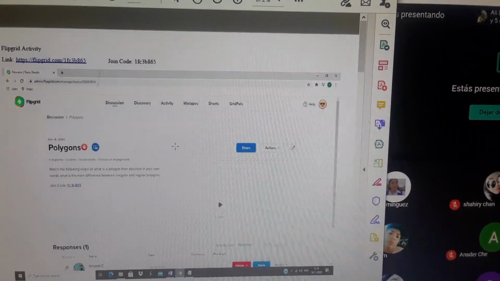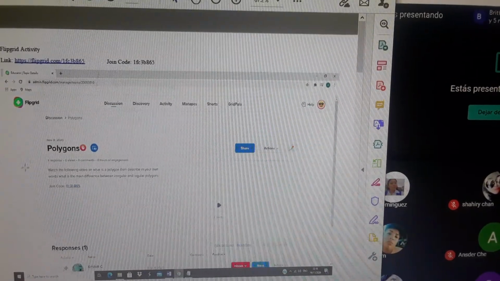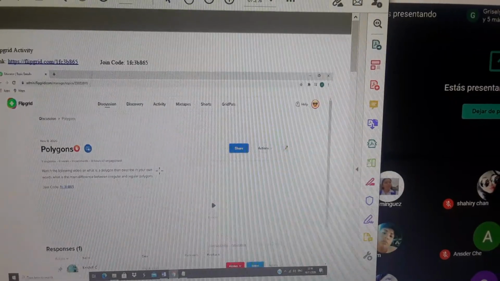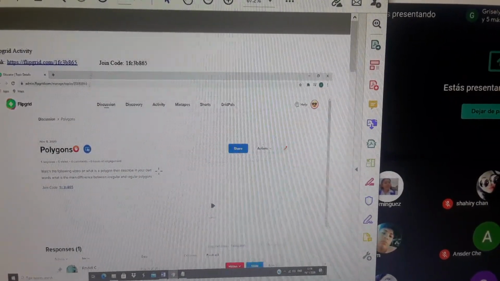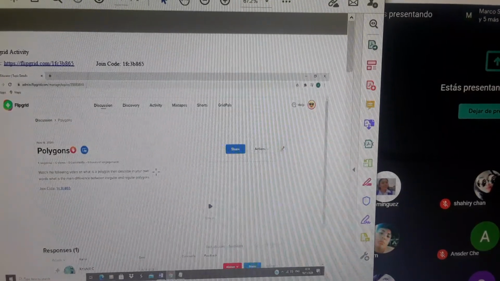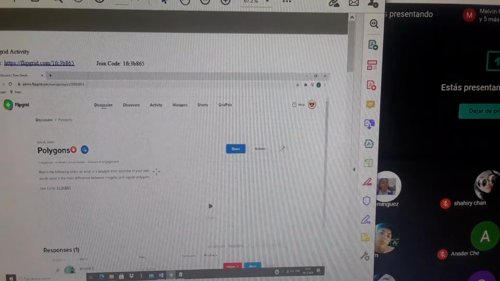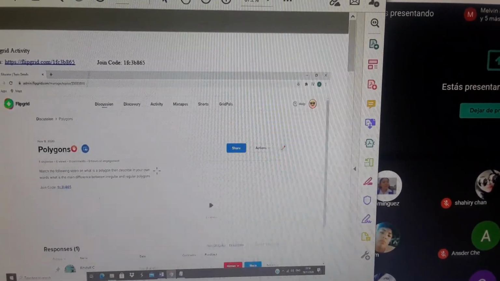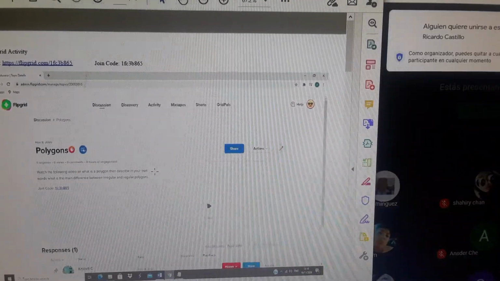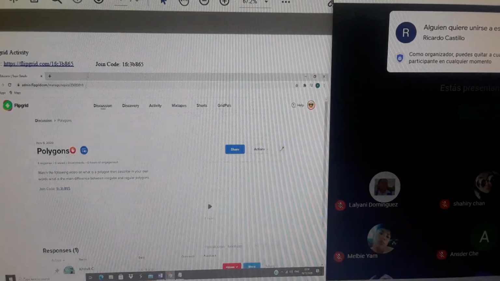On this page, you can see there will be a question. The question says: watch the following video on what is a polygon, then describe in your own words the main difference between irregular and regular polygons. We have already talked about polygons. We said we have two types, which are regular and irregular polygons.